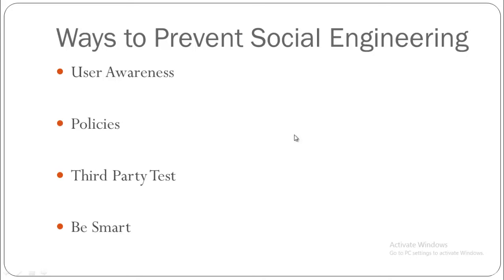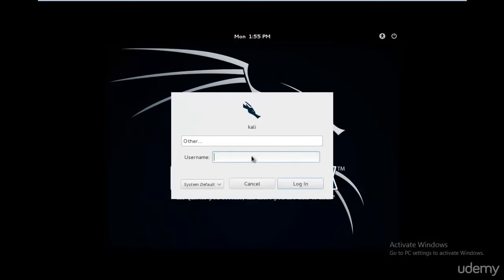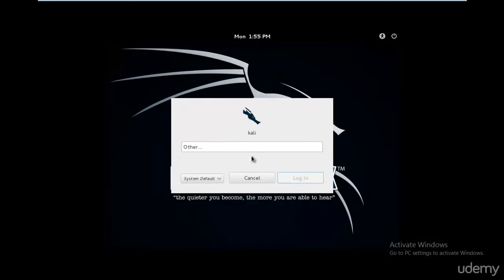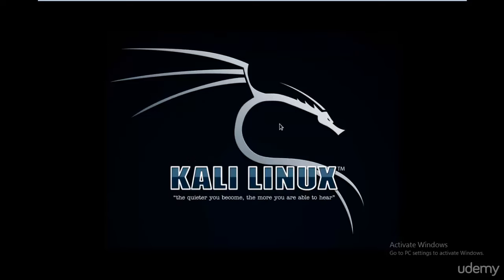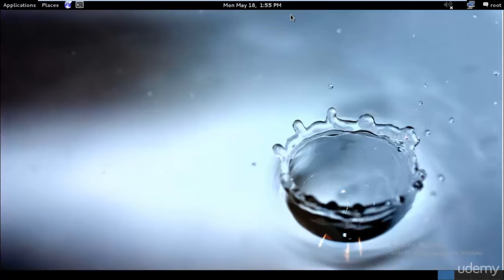So now, enough of these theories, let's take a look at something practical. Let's open our Kali Linux system. We have it over here. Let's go ahead and do some actual attacks. Perfect. So let's do some practical problems that will help us gather much more information.